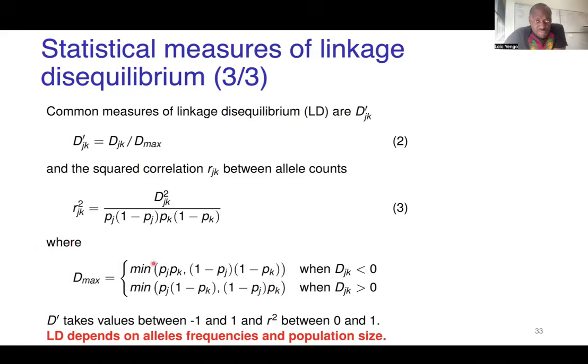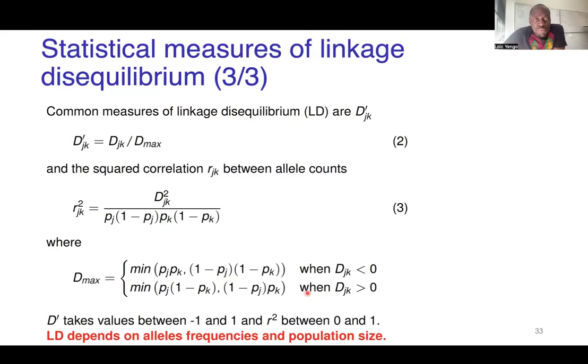The bottom line is you can think about that normalization as a way to ensure that we get a statistic that is still signed. It can be positive or negative, but in absolute value is lower than 1, meaning that the perfect linkage disequilibrium will be when D is either -1 or 1.